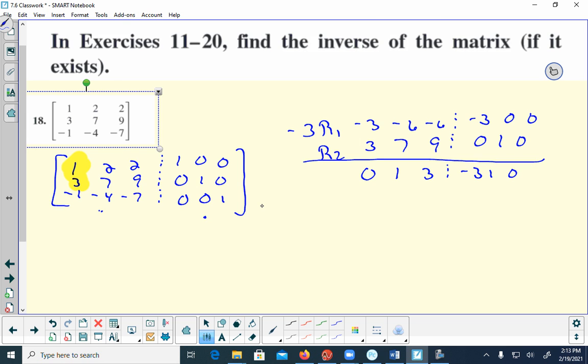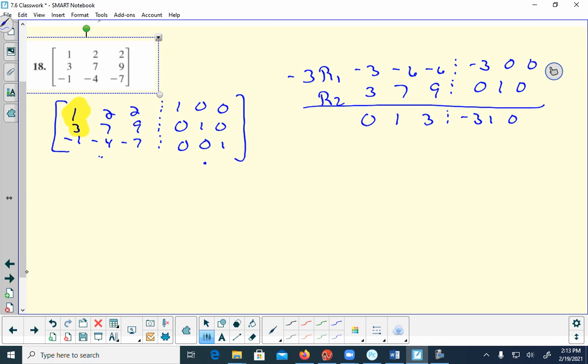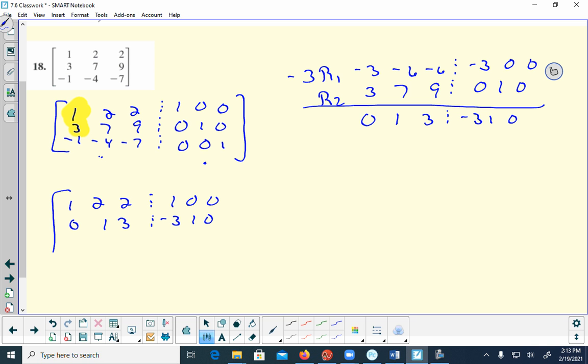So that's going to be my new row 2. So row 1 is staying the way it is right now. So 1. And then row 2 is now 0, 1, 3. Then I'm going to do row 1 and row 3 to eliminate my x.